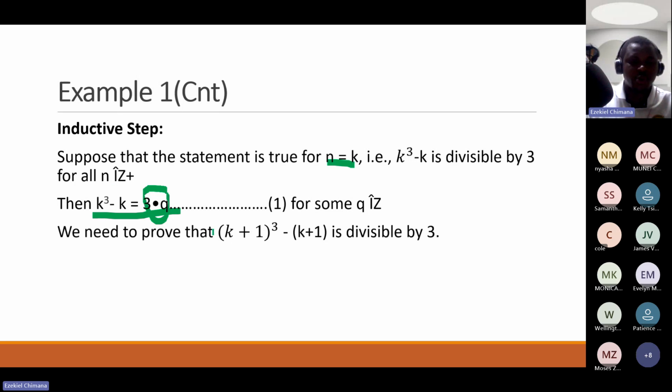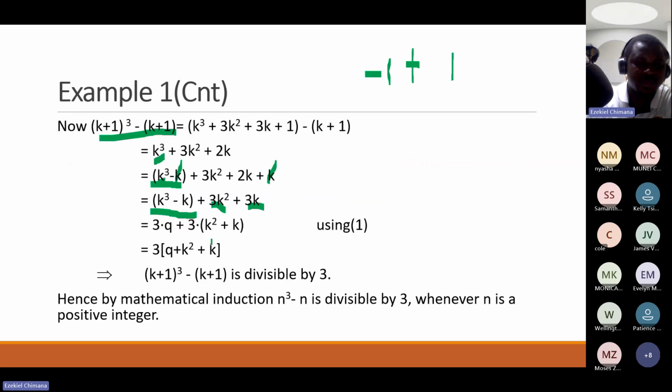So that's how you use the inductive hypothesis for divisibility. So we are going to have 3q plus 3 times (k squared plus k). Where is this coming from? We are just factoring out 3 here. So we can even go back here. You can multiply 3 by k squared, and then you get 3k squared, and 3 by k gives 3k.